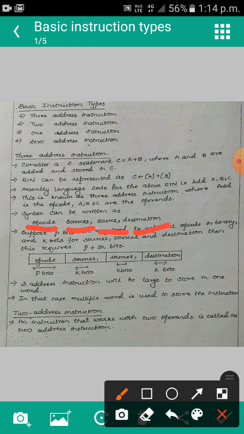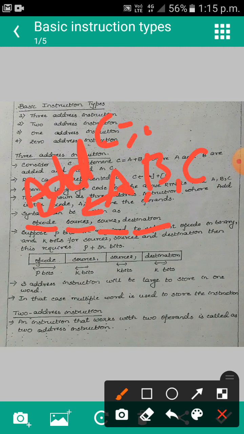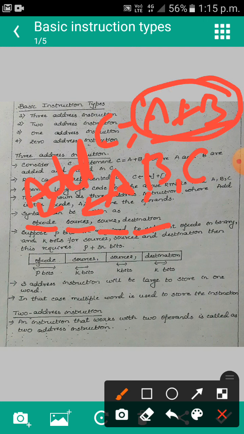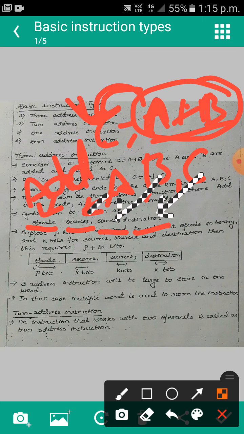So for example, add A comma B comma C means add is the opcode, A is one source. C is equal to A plus B means these two are the sources. We are adding these two source values and storing the result. This is the destination to which we are storing, that is called the destination. C is the destination here. So A and B are the source values, and C is the destination. Add, A is source 1, B is source 2, and C is the destination.